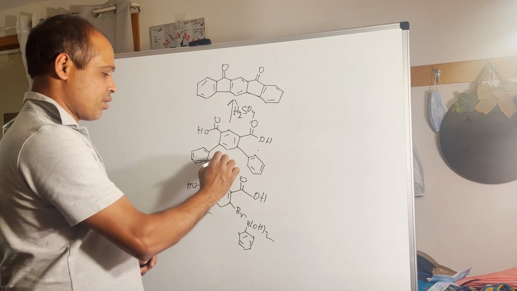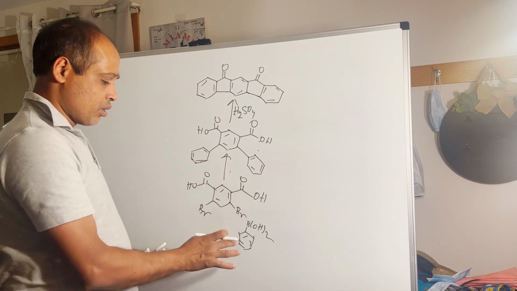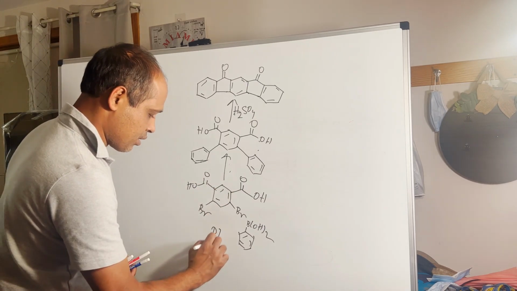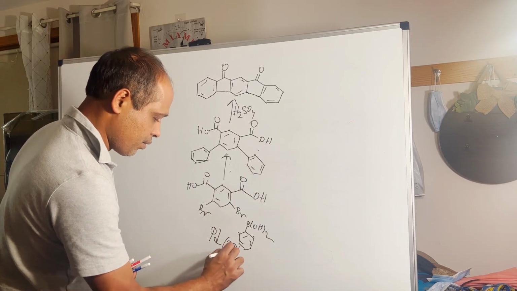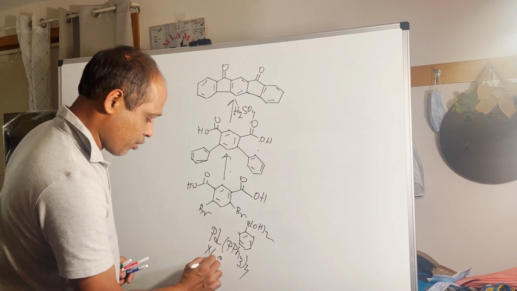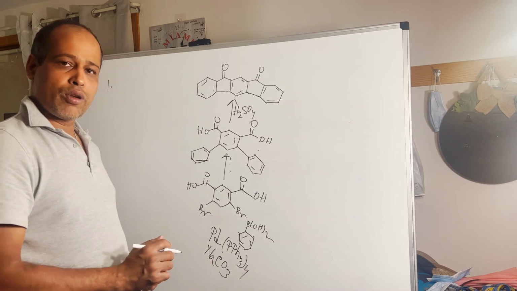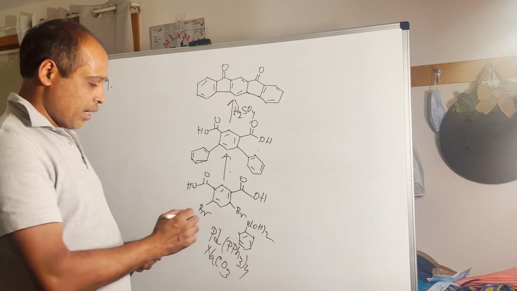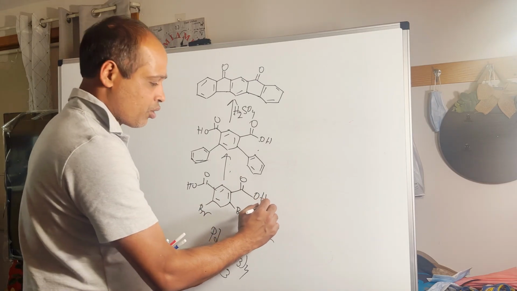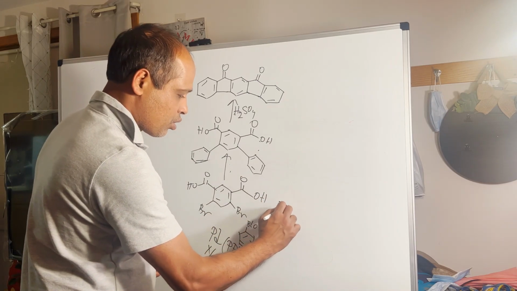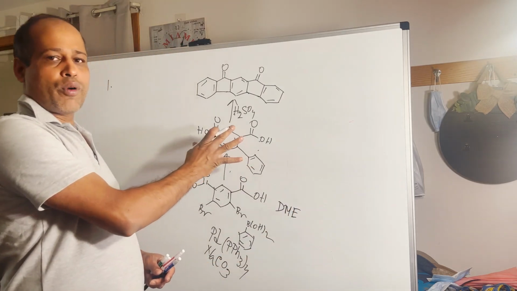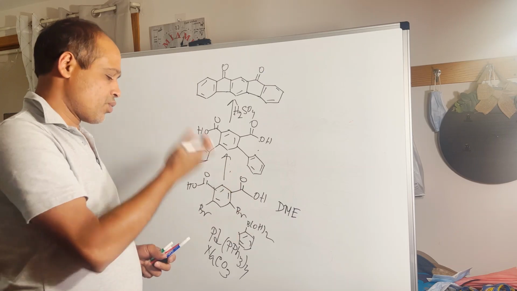The condition is you can just take this compound, aryl boronic acid, palladium tetrakis(triphenylphosphine), and sodium carbonate solution in water. The solvent should be DME, 1,2-dimethoxyethane, or in short DME, and then reflux it, you will get this product. I made this product therefore this way.